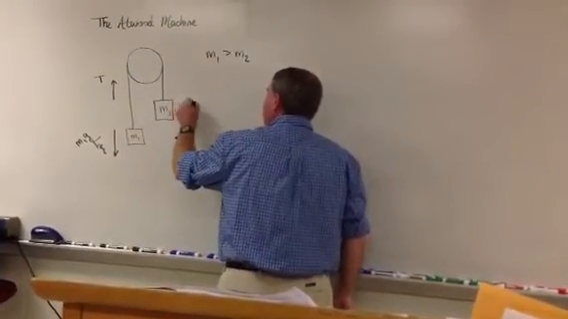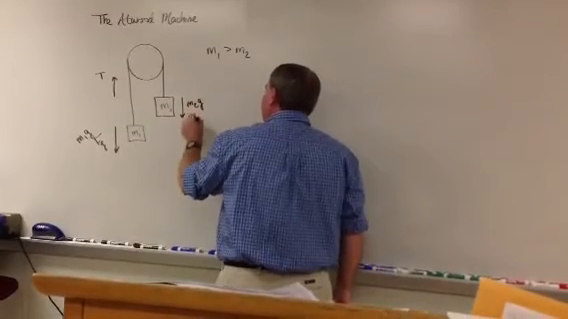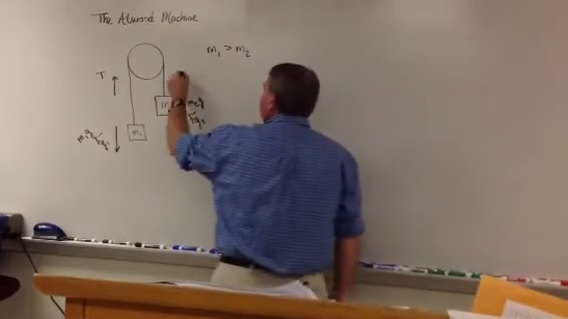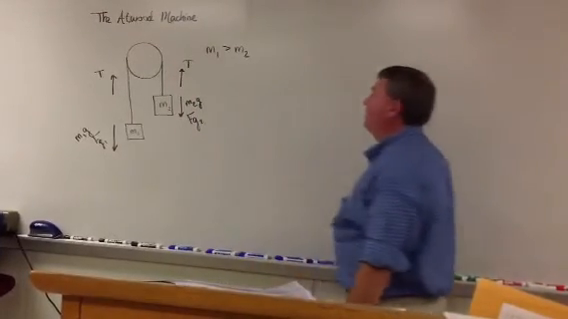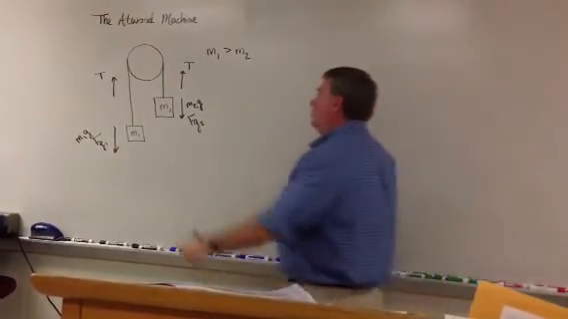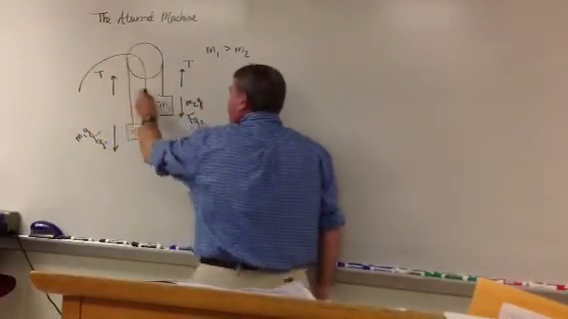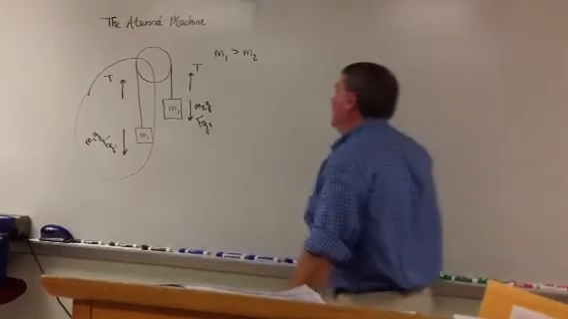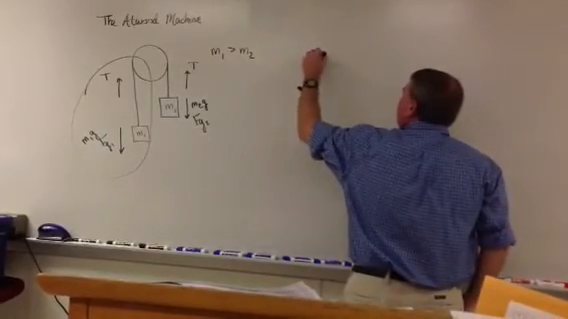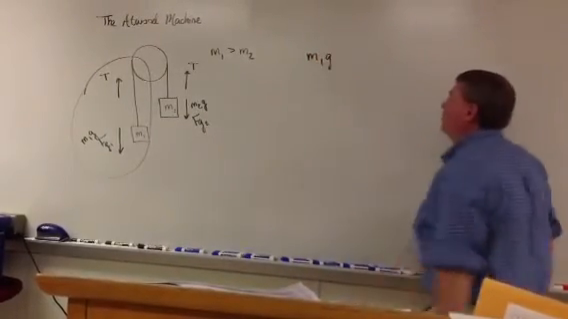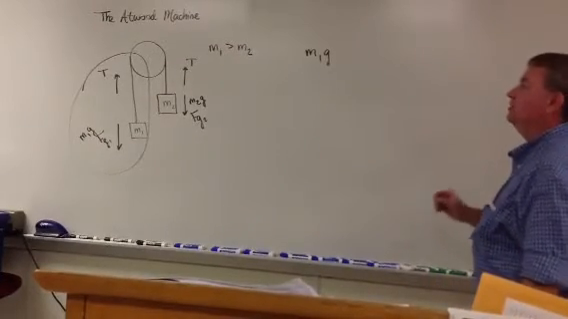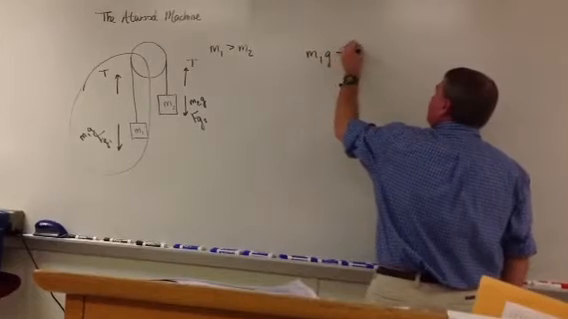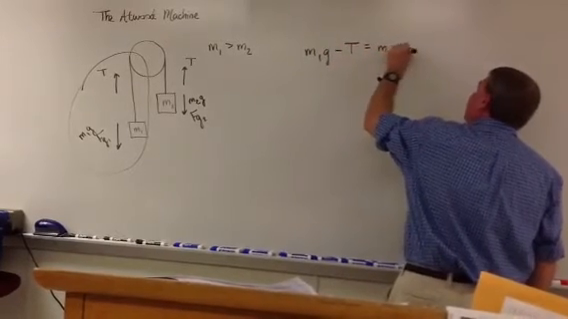And on this side, you put M2G, but you can also put the force of gravity of 2, and I'll label that 1. And this is a tension force acting up. Now, we'll first look at this side by itself. It's moving down. And we always start with the forces in the direction that the object is actually moving in. So that's going to be M1G minus tension is equal to M1A.